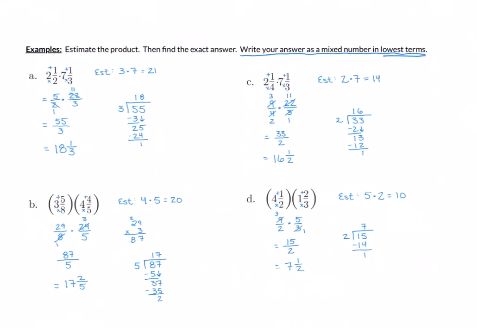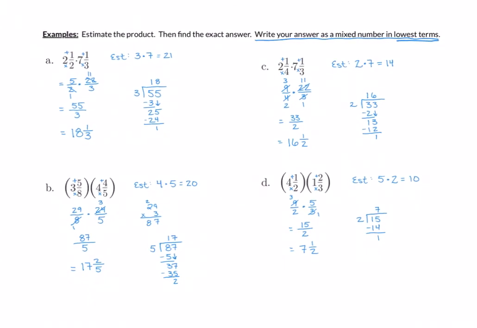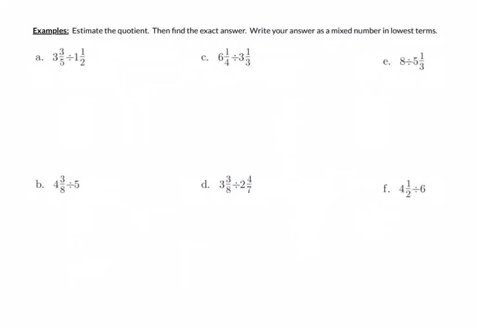All right, so that's multiplying mixed numbers. The last thing we want to look at is dividing mixed numbers. So same thing, we're going to start with an estimate, and then we're going to find the exact answer. And again, we want to write our number as a mixed number in lowest terms if possible. Since we are dividing, sometimes these might not come out as mixed numbers, so make sure you know when to convert to a mixed number.